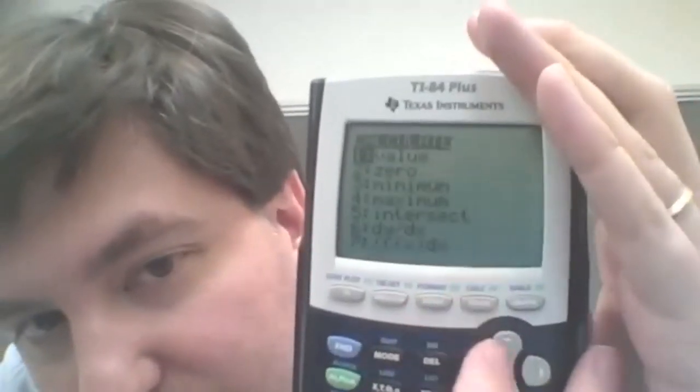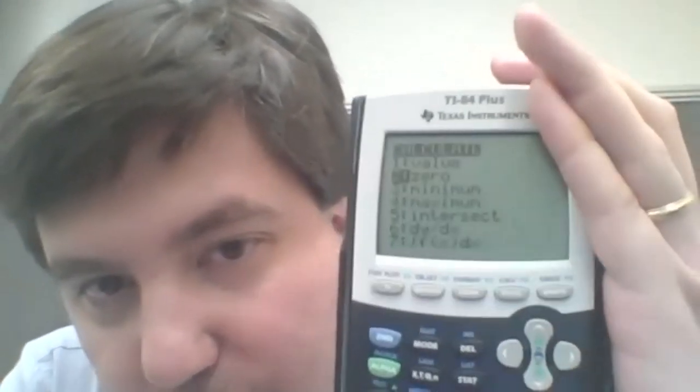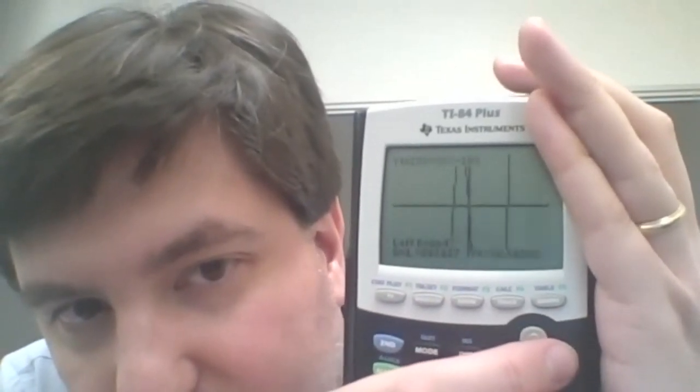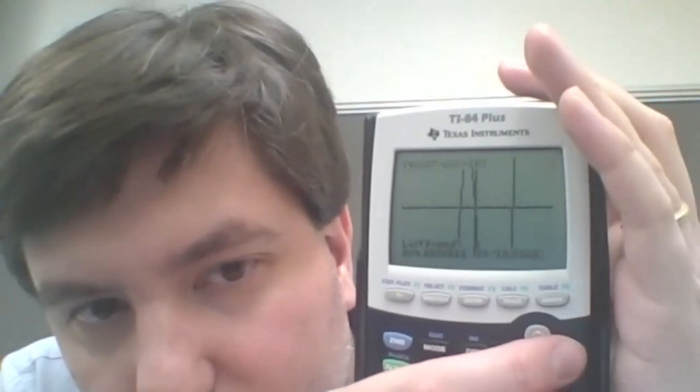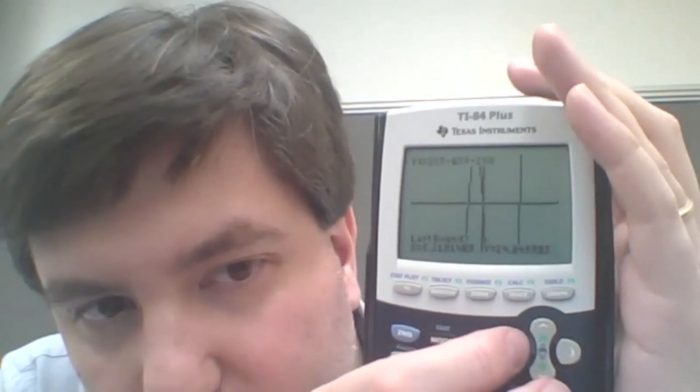You can also, if you go to second and then the trace menu, you can find the 0. So like if you arrow over here, there it is. All right, I want to be on the left side. Okay, so that's the cursor on the left side. Whoop, oh jeez. No. Insolent machine. All right, try that.